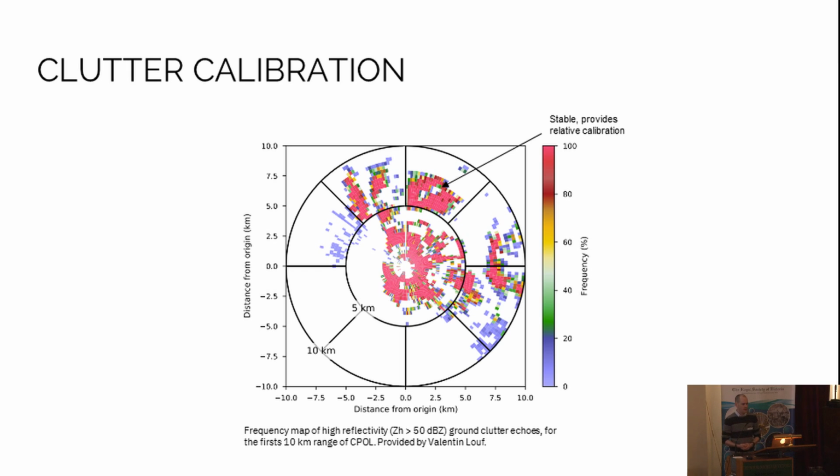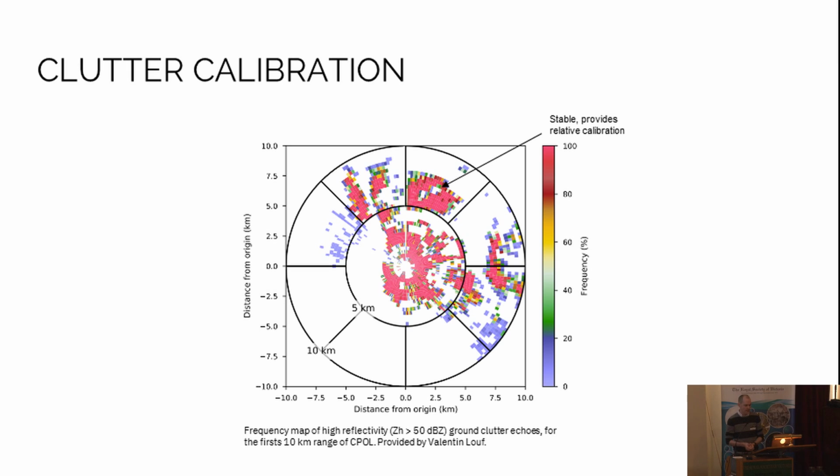We also use ground clutter for calibration as well. Normally, ground clutter is a real problem for radars because it obscures the data you actually want to be looking at. But it's relatively stable because the ground doesn't change, and we're always getting the same return from it. The map here shows the frequency of ground clutter at a very high reflectivity value around a radar, as a percentage of the time.